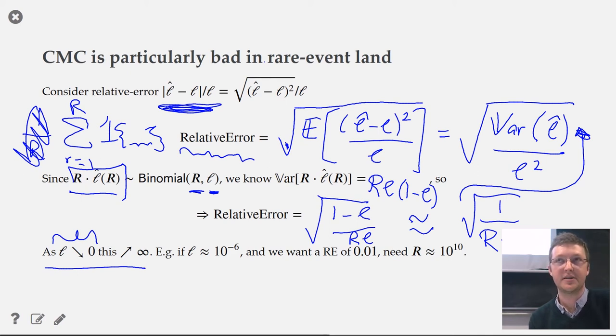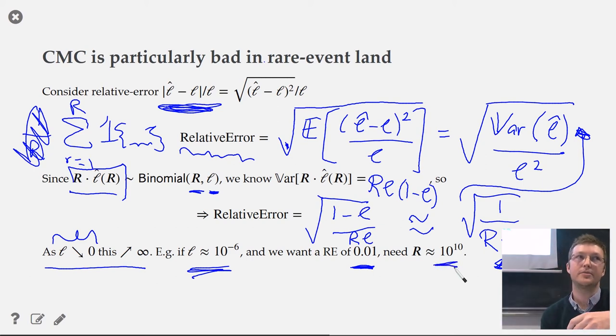So for a specific example, say that you're trying to estimate something that's of the order 10 to the minus 6, and you want your relative error to be relatively small, 0.01. Then if you plug that into this approximation here and rearrange, you find out that you need 10 to the 10 Monte Carlo replicates to get this relative error for this rare problem.